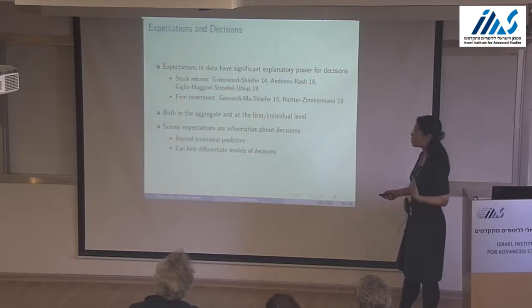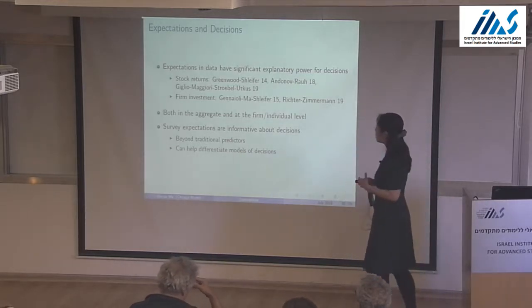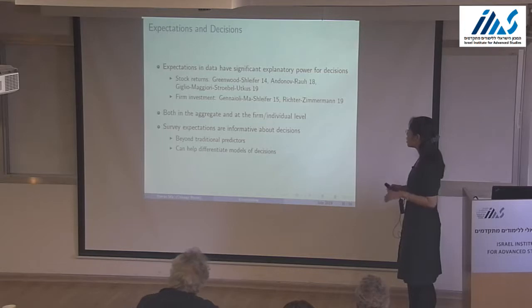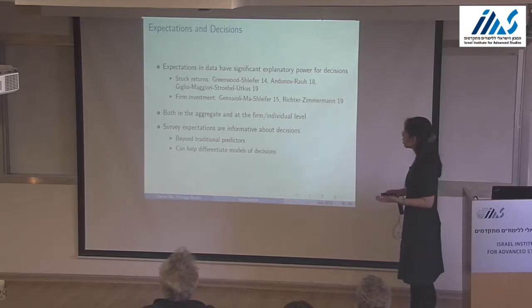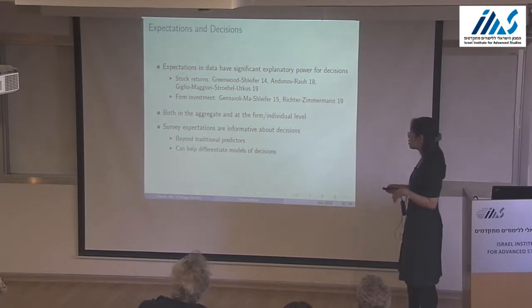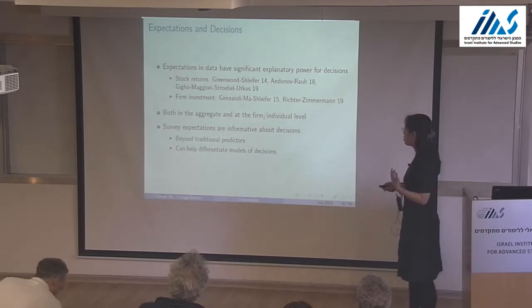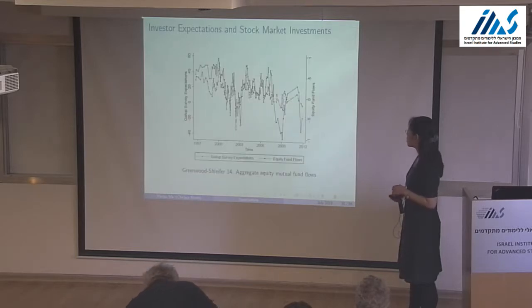So first, let's start with thinking about the informativeness of expectations and how we use this to understand behavior, which Jose pointed out at the beginning. So expectations in the data, research so far have found them to indeed have pretty significant explanatory power for behavior. For example, studying how people allocate their portfolios, and also, for example, how firms invest. And you can use expectations data to explain both aggregate dynamics and what each individual firm does. And so let's see some examples.